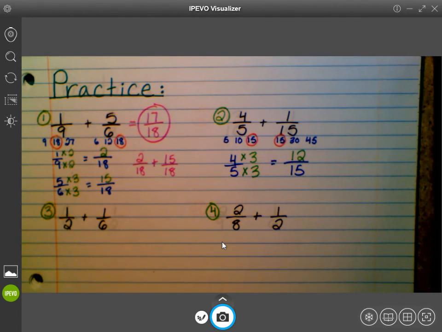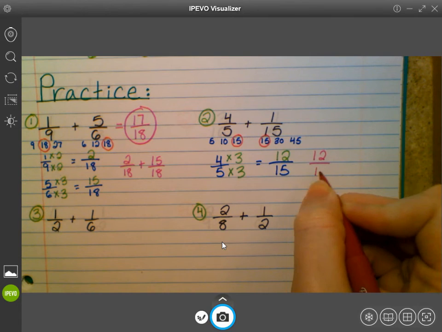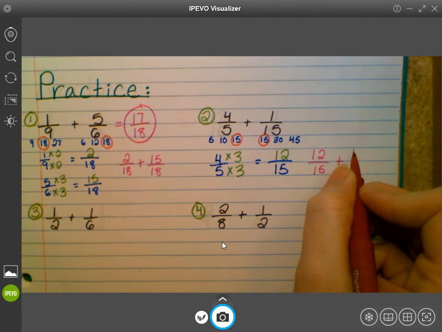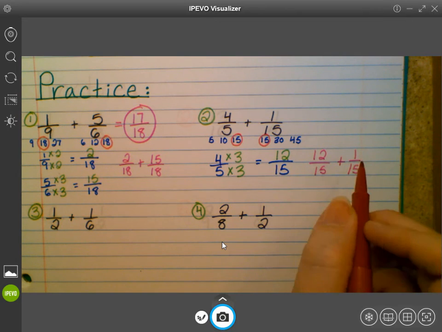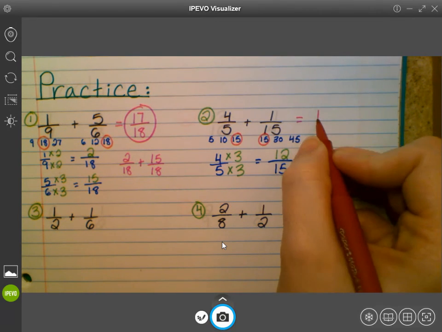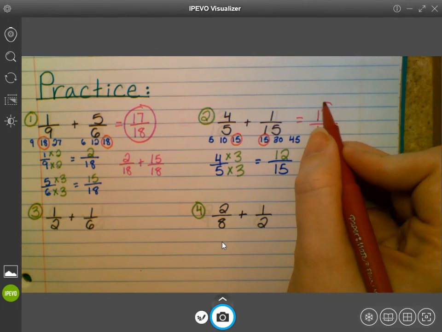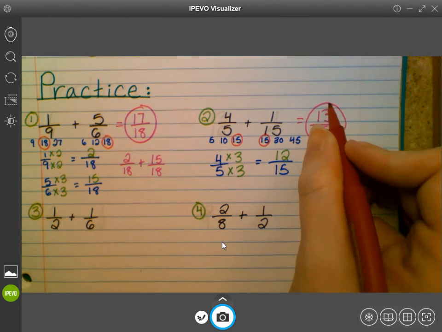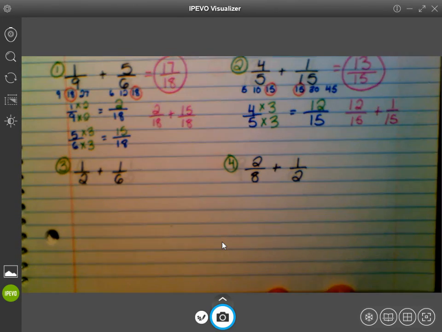Okay, so 12/15. So that means I am taking 12/15 plus 1/15. 12 plus 1 is 13. And my denominator stays the same, so 13/15. How many of you got 13/15 for number 2? Okay, awesome. Nice job. We're halfway done with our practice problems.